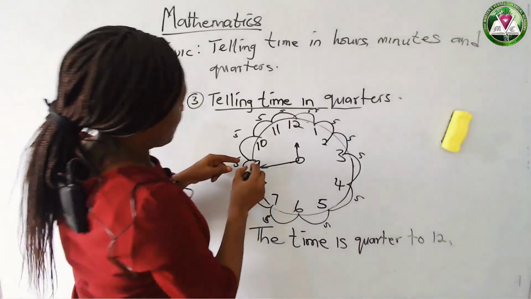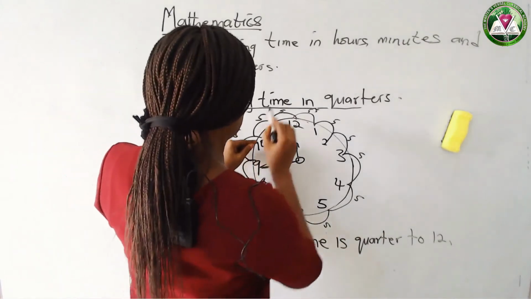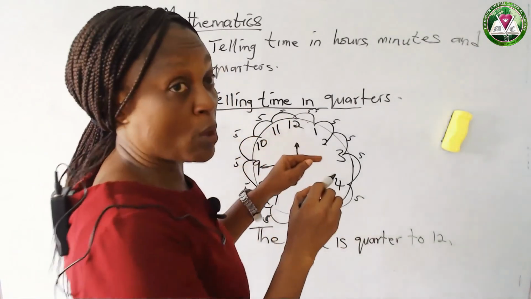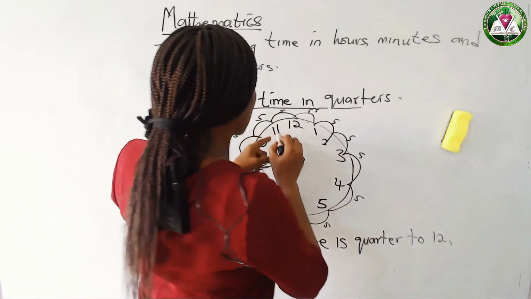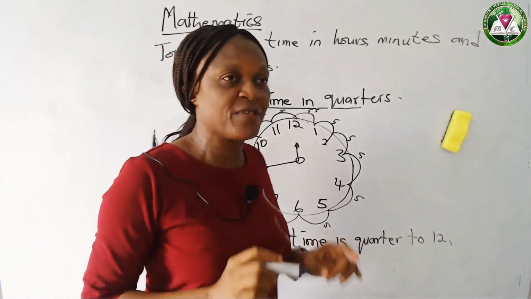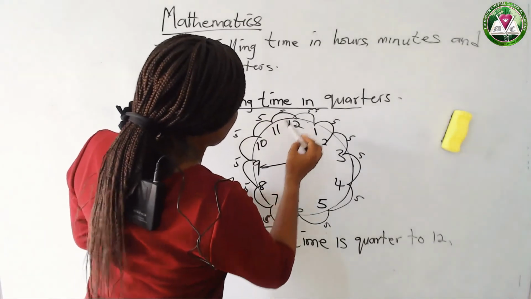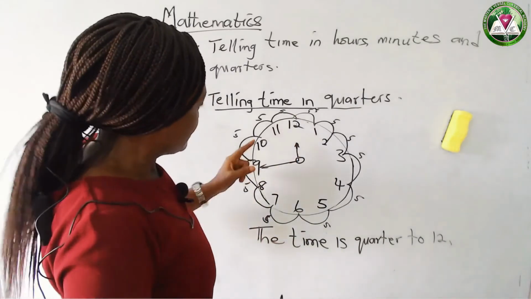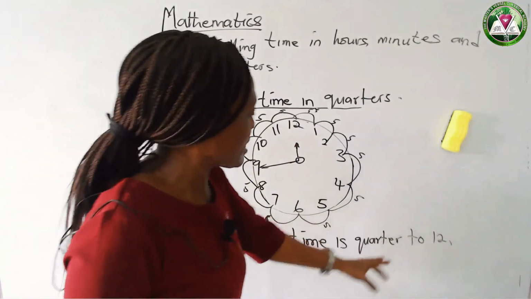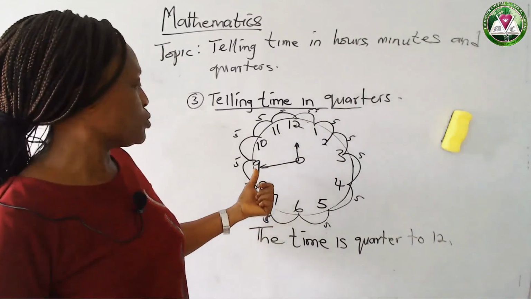That means from here to here is 5 minutes. From here to here is another 5 minutes, making it what? 10 minutes. Then from 11 to 12 is another 5 minutes, making it what? 15 minutes. So you count 5, 10, 15. This shows that the time on the board is quarter to 12.